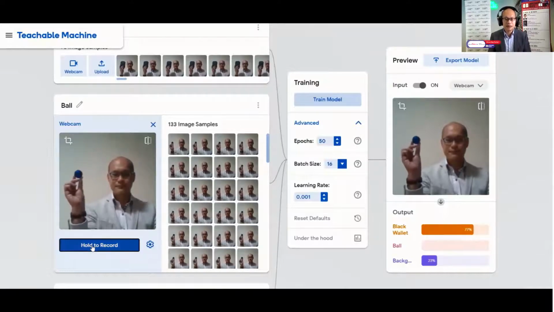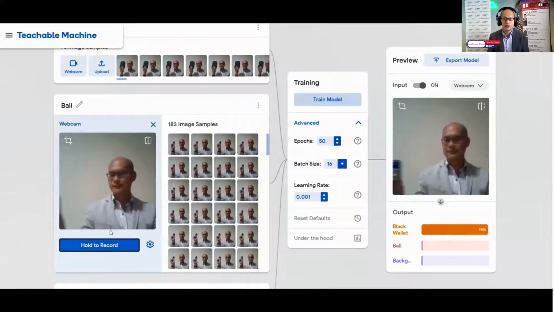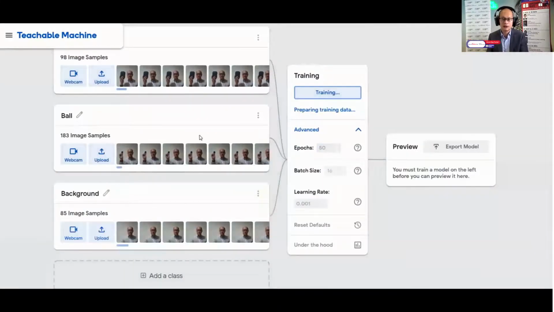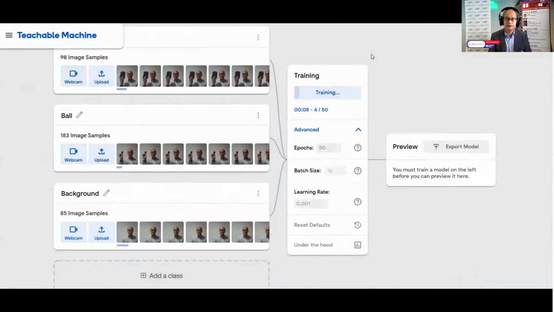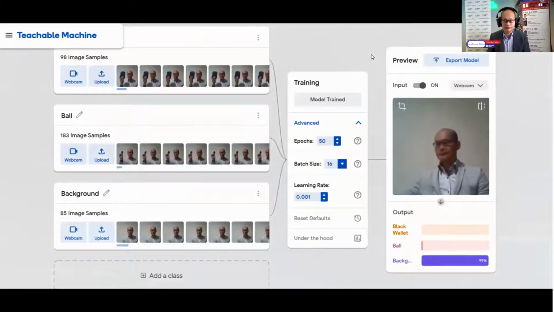At the same time, I'm now collecting data that this is a ball. So I'm telling the machine learning model that, no, you got it wrong. This should be a ball instead of a wallet. I'm putting it in my training data, which is my data set. I'm retraining the model once again.